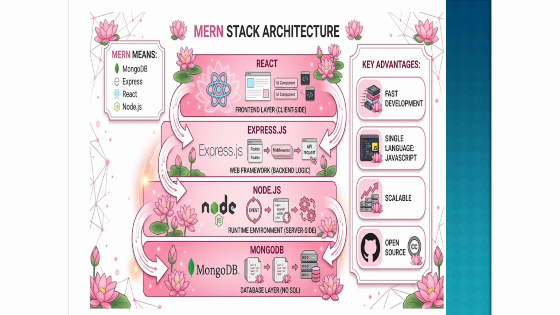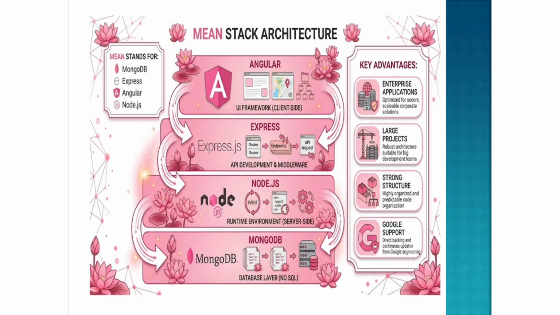Next slide. Now we have the MEAN stack. MEAN stands for MongoDB, Express.js, Angular, and Node.js. Notice the main difference between MERN and MEAN. MERN uses React while MEAN uses Angular for the front end.